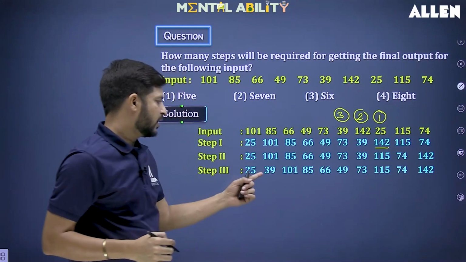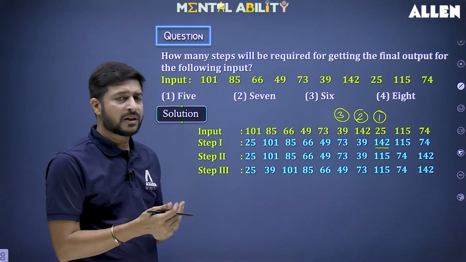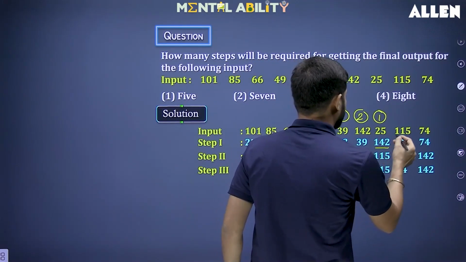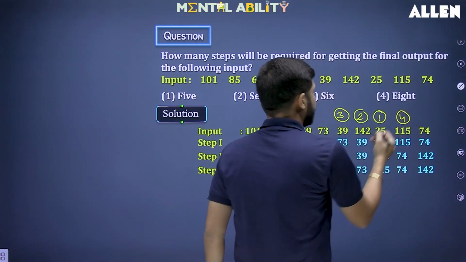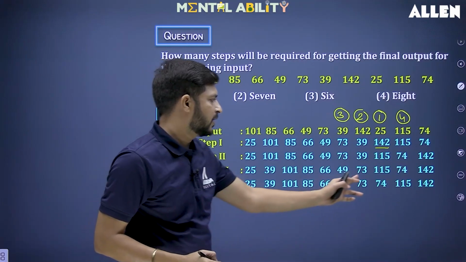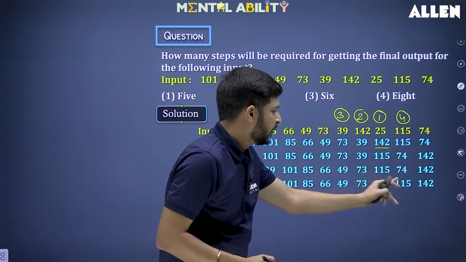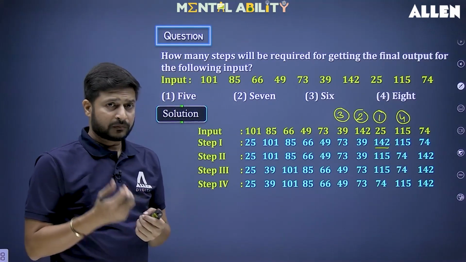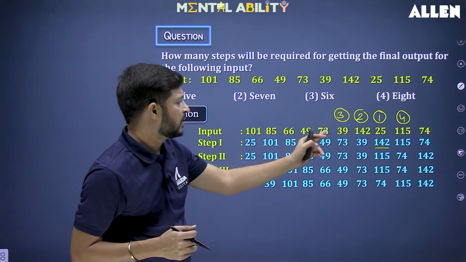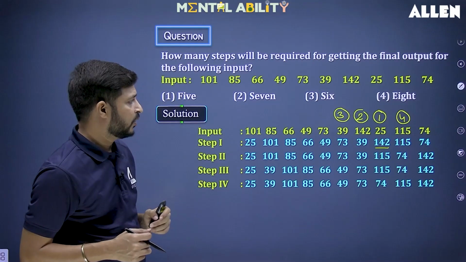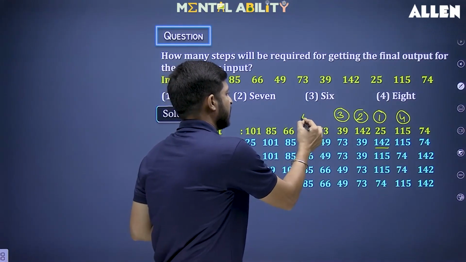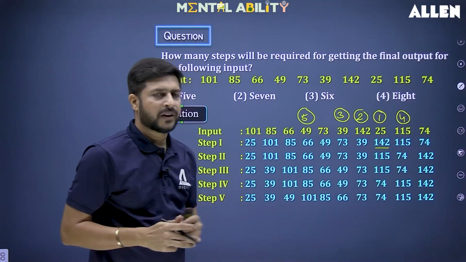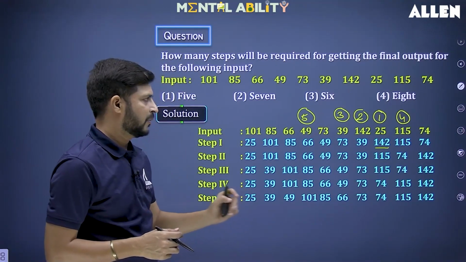So now you can notice the changes over here. Now the number which is just smaller than 142, which is 115, so 115 will be shifted to this particular place. You can notice the changes over here, that from this place to this place 115 has been shifted. Now talking about the number which is just greater than 39, which is 49 over here, so this will be step number 5. You can notice that this 49 has been shifted to this particular place in step number 5.